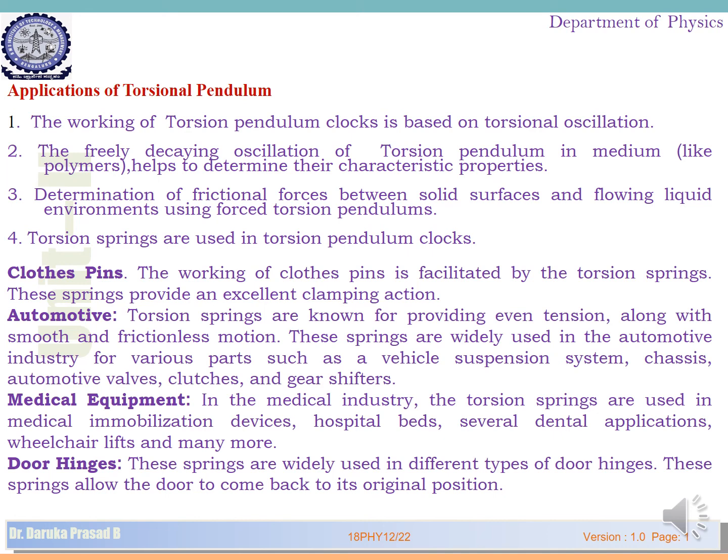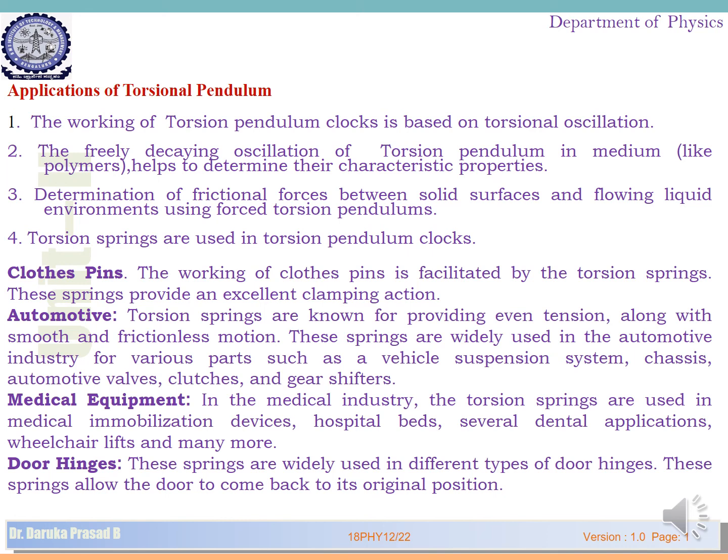The working of torsional pendulum clocks is based on torsional oscillations. The freely decaying oscillations of a torsion pendulum in a medium help to determine characteristic properties of polymers or any other elastic materials. Frictional forces between solid surfaces and flowing liquids can also be determined with the help of torsional pendulums. Torsional springs are used in torsional pendulum clocks and in many other equipments, such as clock pins, which work with the principle of torsional rotation.